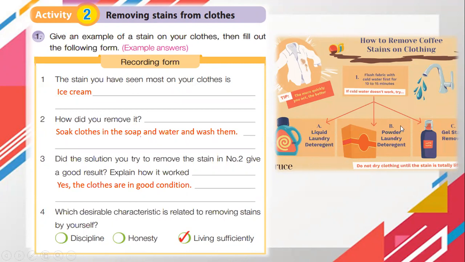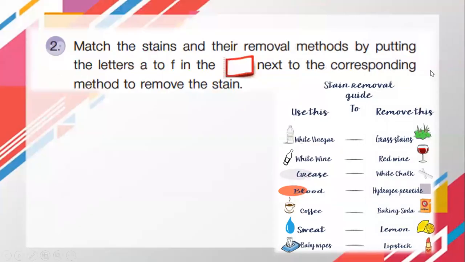And we have another option, powder laundry detergent. So it will also help, or either a gel stain remover. So these are the three different kinds of detergent we can use, which will help to remove the coffee stain. Okay, do not dry clothing until the stain has totally lifted. And there are more tips as well.